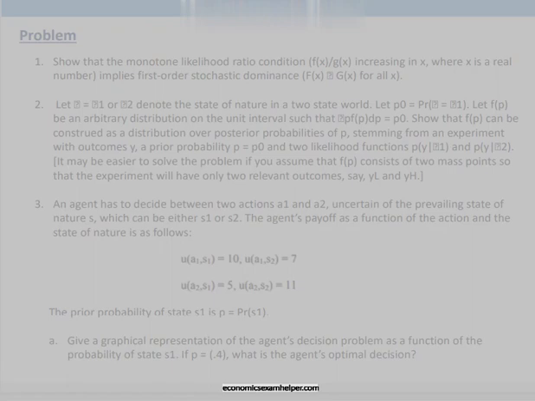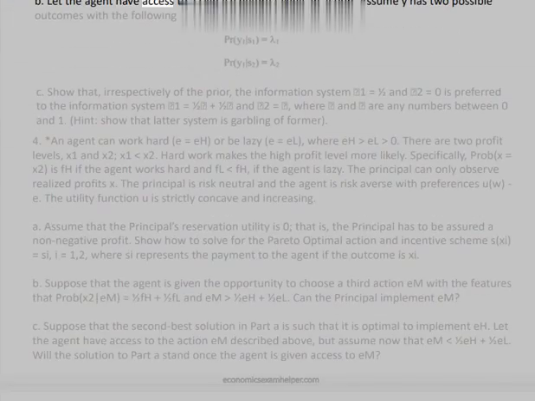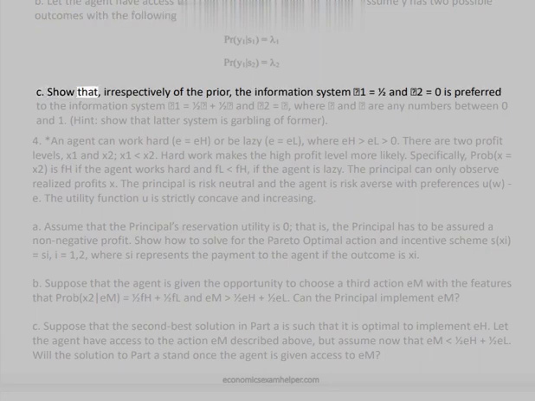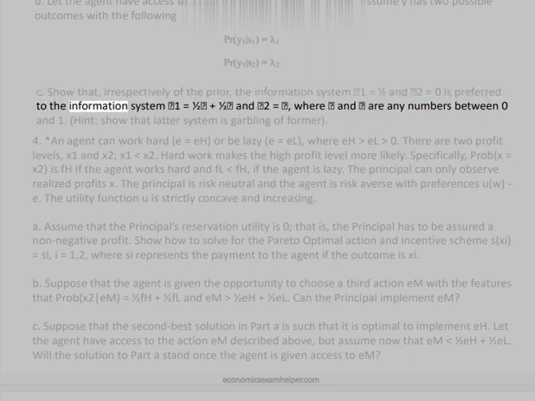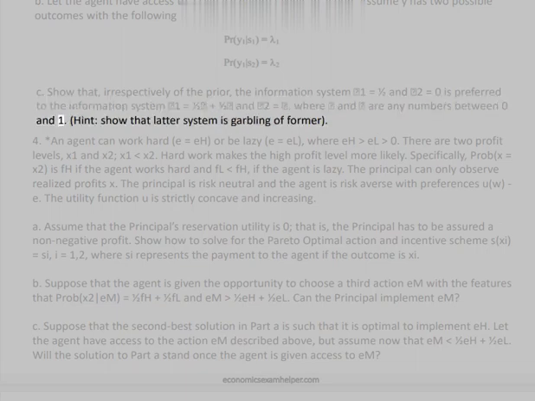B. Let the agent have access to a signal y before taking an action. Assume y has two possible outcomes with the following likelihoods. C. Show that, irrespective of the prior, the information system λ1 equals 1/2 and λ2 equals 0 is preferred to the information system λ1 equals 1/2 plus α/2 and λ2 equals β, where α and β are any numbers between 0 and 1. Hint: show that the latter system is a garbling of the former.